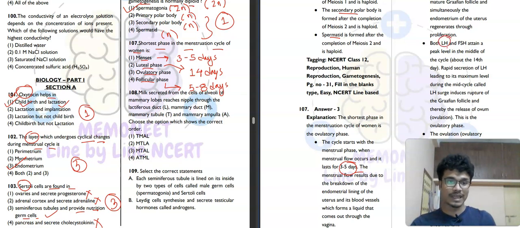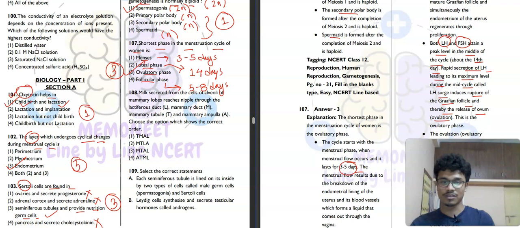When both LH and FSH attain a peak level in the middle of the cycle, about the 14th day, there is rapid secretion of LH leading to its maximum level during the mid-cycle LH surge, which induces rupture of the Graafian follicle and thereby release of the ovum, that is ovulation. This ovulatory phase basically lasts for 1 day, but you can assume 1 or 2 days. And this is the shortest phase in the menstrual cycle. That's why the third option will be your correct answer for this question.